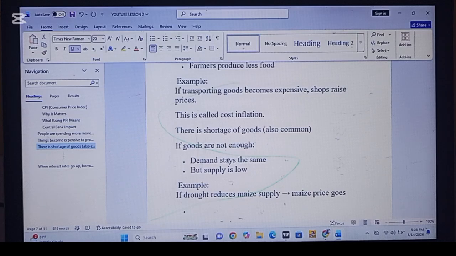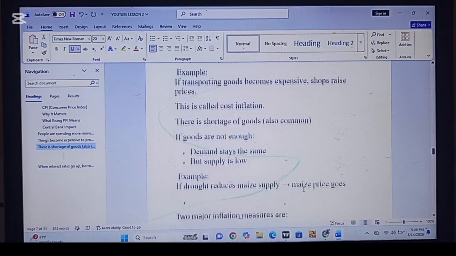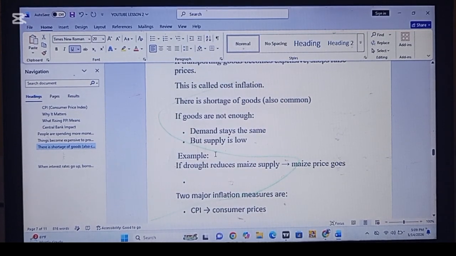Like for now in Kenya, the price of tomatoes is very high, one tomato is very costly, because it is the time of the rainy season. Tomatoes do well during warm and cool climate. But right now during the rainy season, you'll find that the tomato prices are hiking up because the product supply is low, but the demand is still the same. So if drought reduces maize supply, prices go up. These are the types of inflation that you'll find in the economy.